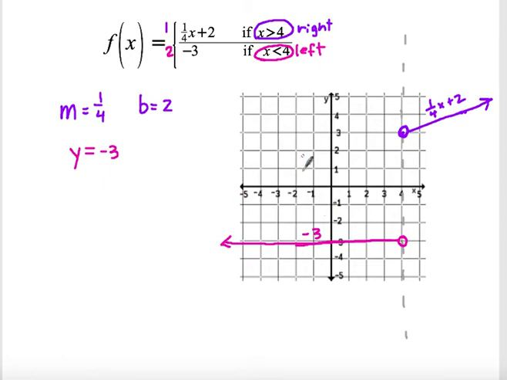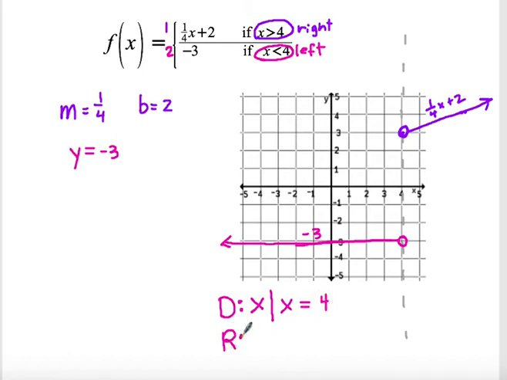Notice if I take the vertical line test, it passes everywhere, but I do have a gap here in my range. So my domain is going to have all values left and right except it's not going to have a 4. So my domain is all values of x such that x does not equal 4.